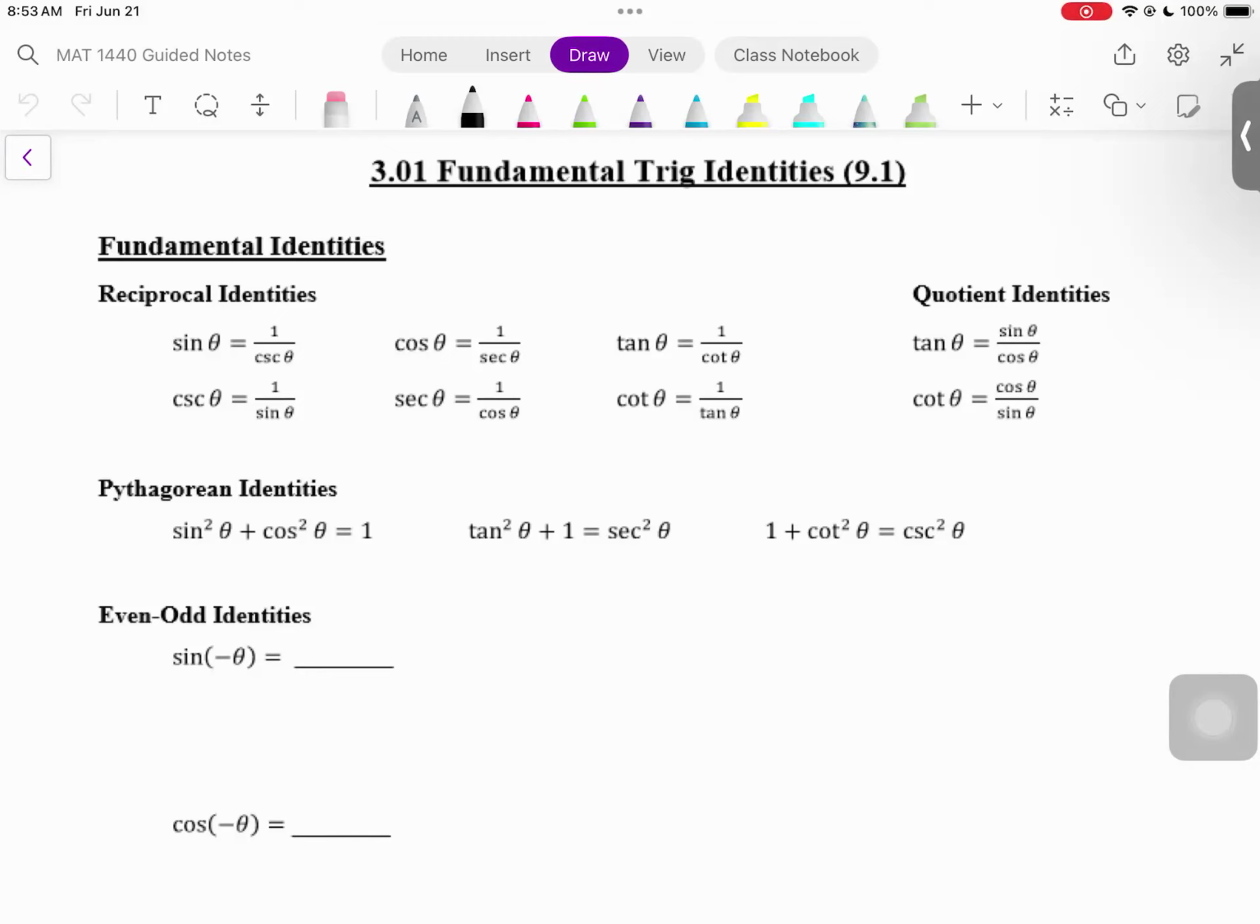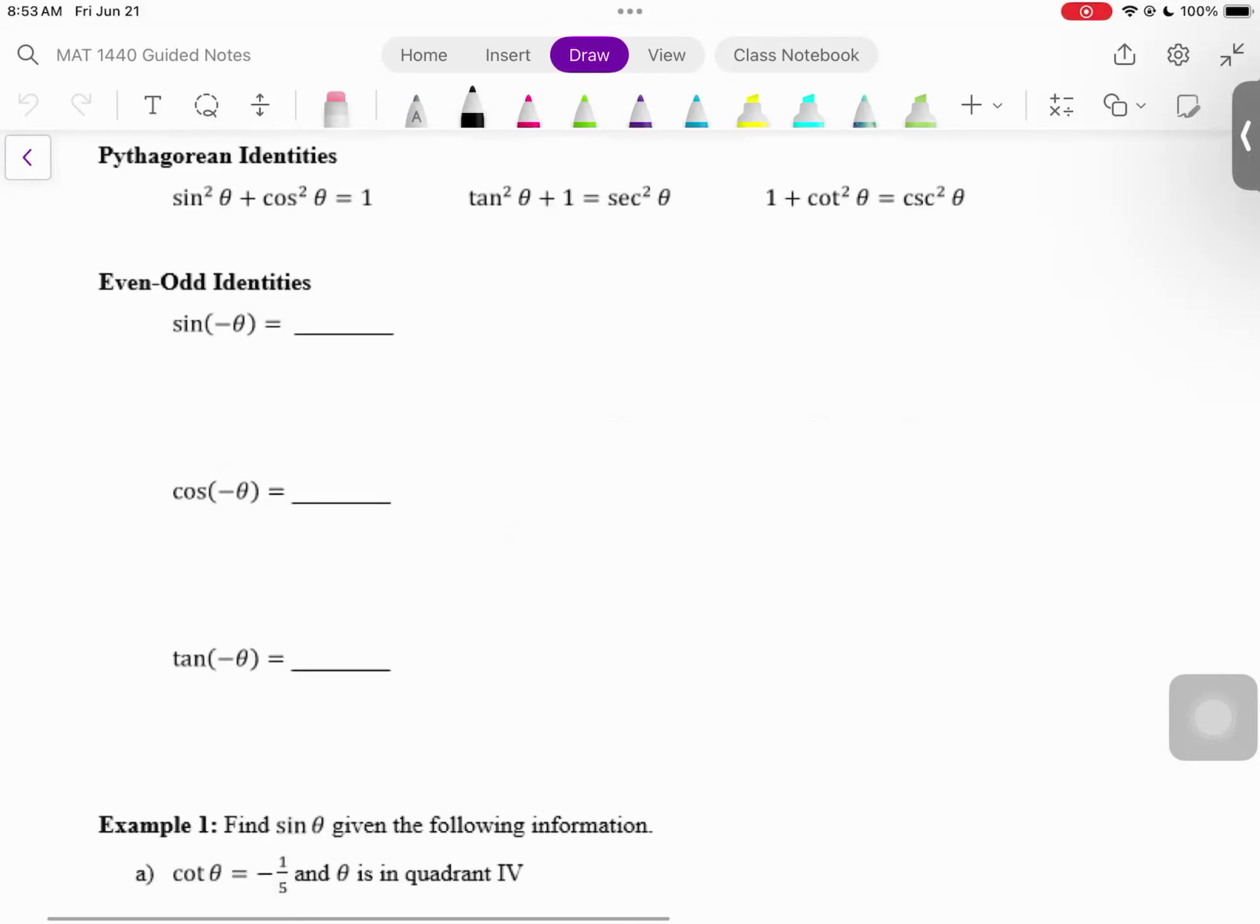And our Pythagorean identities. Obviously, we've seen the use of sine squared plus cosine squared equals 1 many times already, but we have these two other Pythagorean identities that can be very useful for us when solving trig equations. Some new identities we're going to look at, though, are our even odd identities.